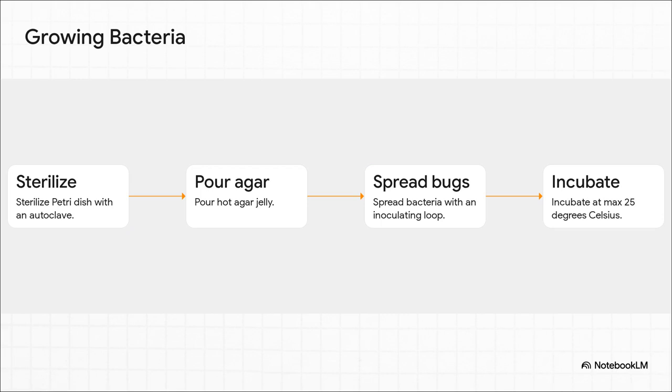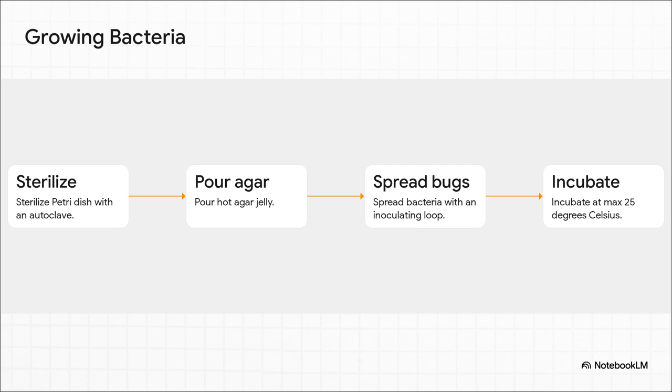Because bacteria multiply so rapidly, growing them in a school lab requires some incredibly strict safety steps. First, you have to sterilize everything, usually in a high-pressure oven called an autoclave, so you don't accidentally grow unwanted contaminating bugs. Then you pour a nutrient-rich agar jelly for them to eat and carefully spread the bacteria.